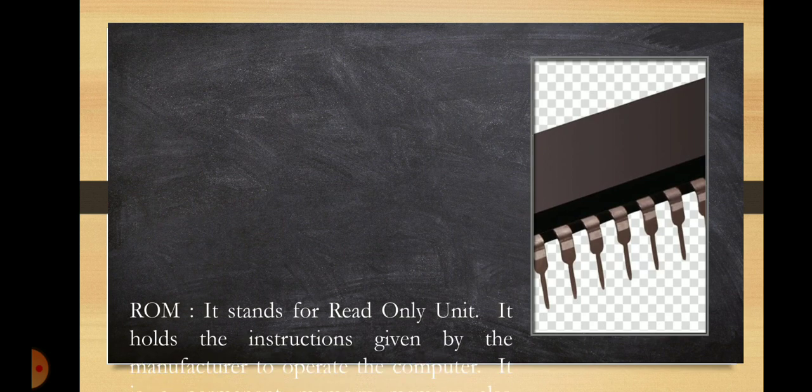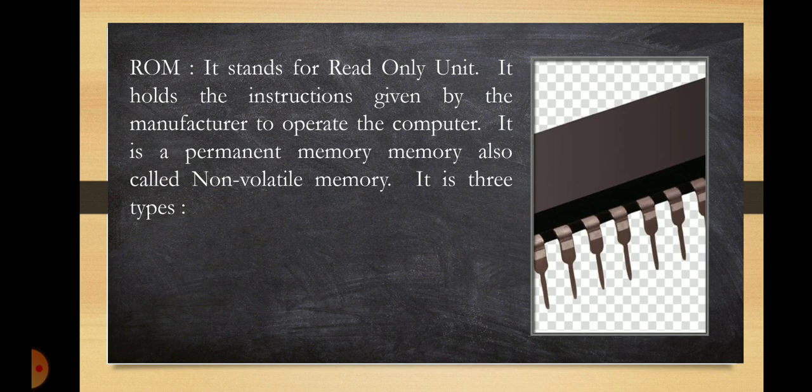Now next is ROM. ROM stands for read only memory. It holds the instructions given by the manufacturer to operate the computers. It is permanent memory. There are three types of ROM: PROM, EPROM, EEPROM.